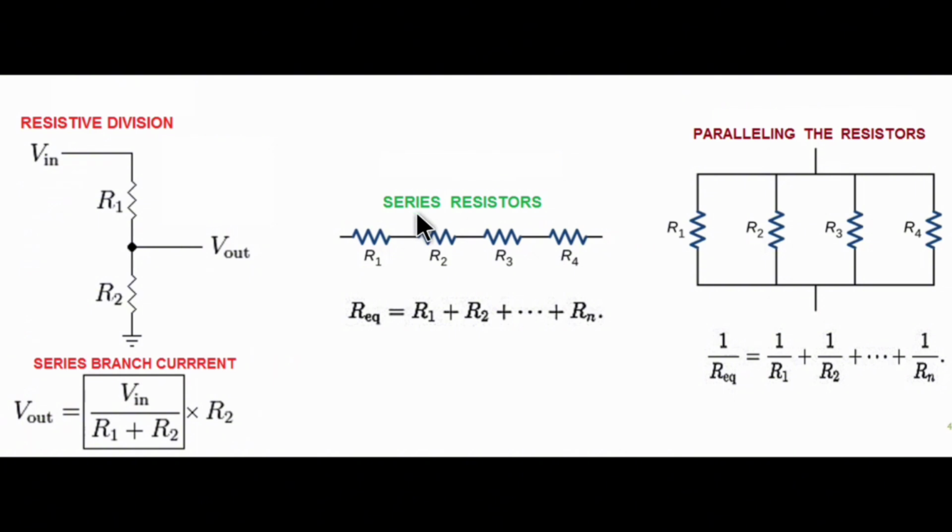One of the commonly used circuits is the discussion of series resistors. Well, we know that the equivalent resistance is equal to the algebraic sum of the individual resistances. If the resistors are connected in parallel, of course, the equivalent resistance between these two ends is the inverse of the sum of the inverses of the individual resistors.